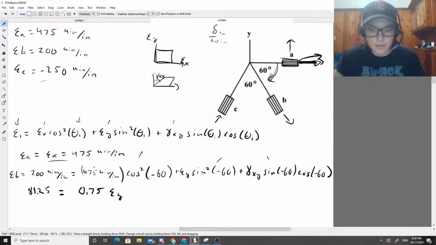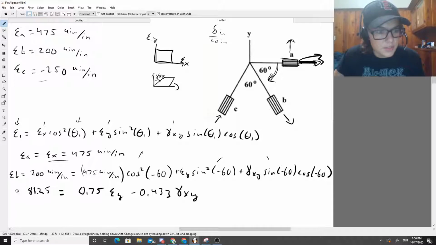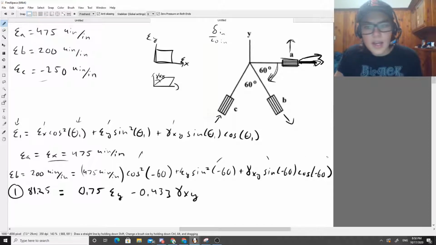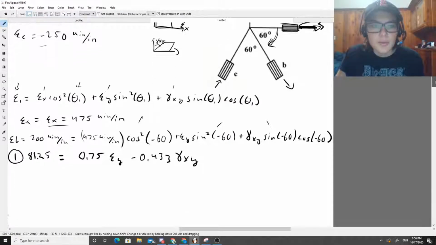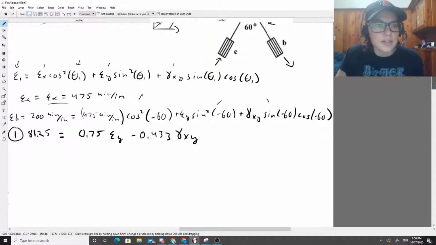And that's going to be equal to negative 0.433 gamma xy. And so that's our first equation that we will be using to solve for strain y and gamma xy. And we'll make another one for our strain at C.